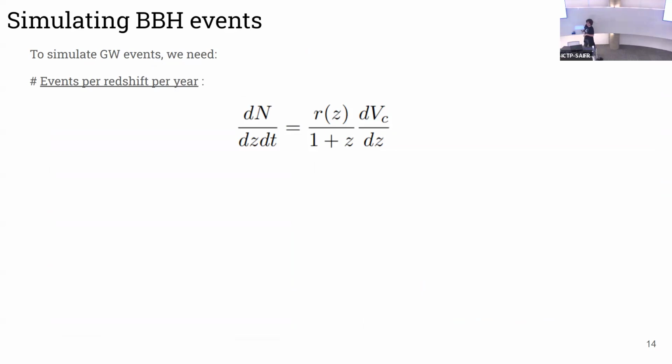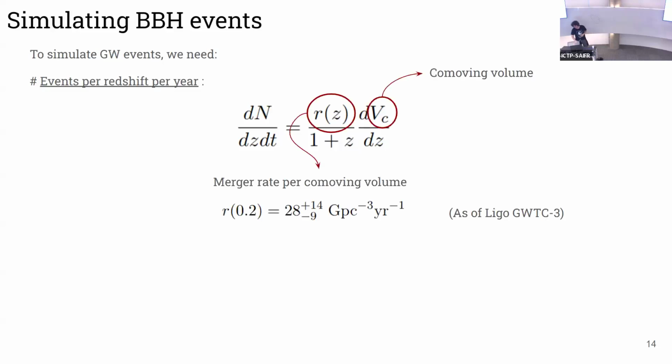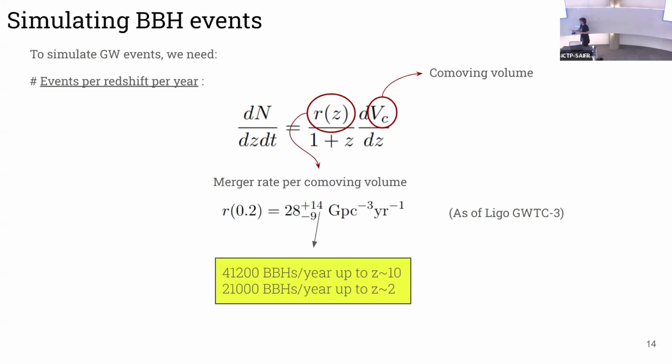To do this, we have to simulate events, and to do this, we have to assume a merger rate. As I showed you before, it is written like this, and then you have your merger rate per comoving volume. We're going to use the upper limit of the LIGO best fit from their third transient catalog. And this is actually very conservative if we compare.